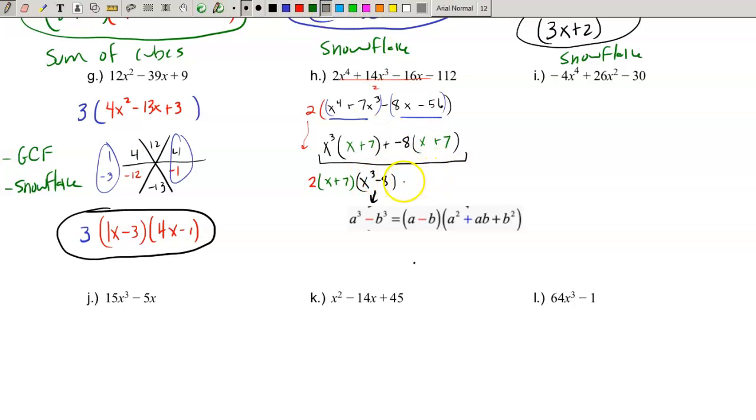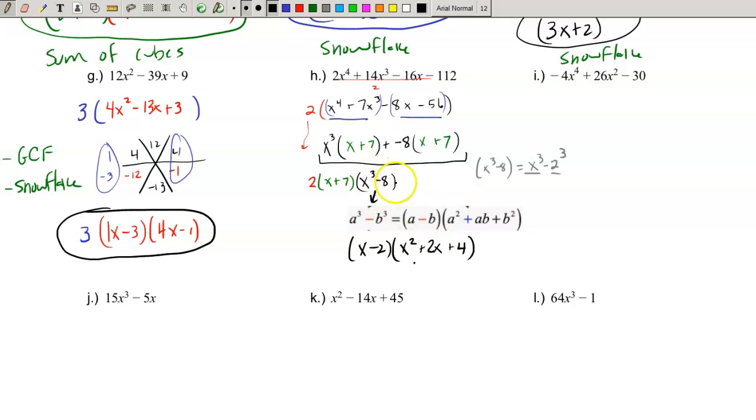If you don't see that, what I'm talking about is x cubed minus 8 is the same thing as x cubed minus 2 cubed, right? So my a value is x, my b value is 2. So this will become x minus 2 times this part, a squared, or x squared, plus ab, which would be x times 2, or 2x, plus b squared. In this case, that would be 2 squared, or 4. So there you have it.